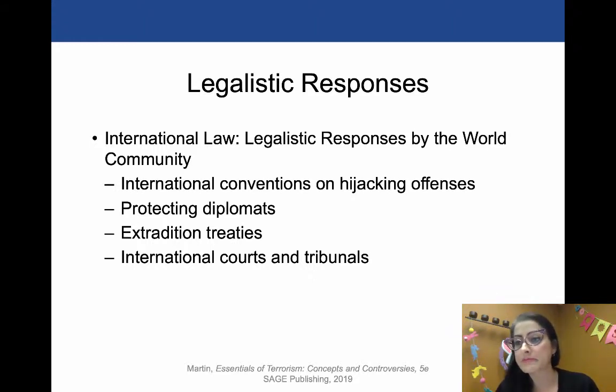Protecting diplomats. In the late 60s and 70s, there were several attacks on some embassies, and in response, there were laws to protect diplomats. Then extradition treaties. These are done to help nations protect each other's laws, and also to help maintain order in relation to any terrorist activities. International courts and tribunals, there are several. Of course, there's the International Court of Justice, the International Criminal Court, and then a couple of special ones that were set up: the International Criminal Tribunal for Rwanda and the International Tribunal for the former Yugoslavia.